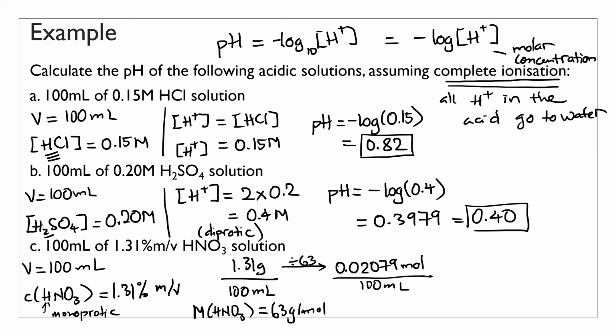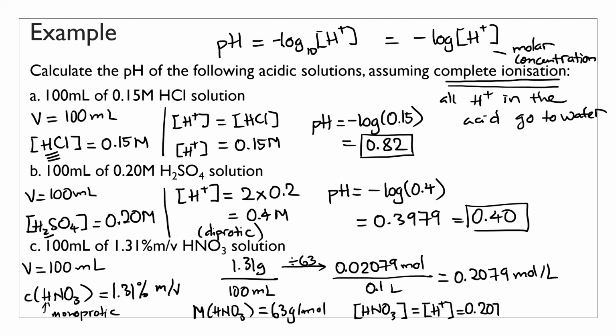And then you need to convert it to mole per liter. So 100 ml is the same as 0.1 liter. So I just tidy it up. It will be the same as 0.2079 mole per liter, which is molar concentration. So this is the molar concentration of nitric acid. Because this is a monoprotic acid, this is the same as the molar concentration of hydrogen ion.